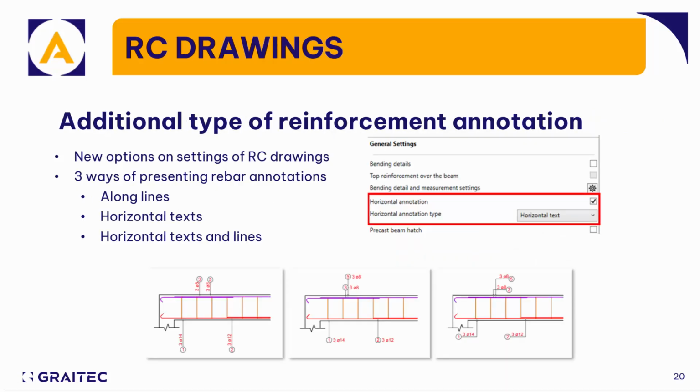We have added additional types of reinforcement annotations, again for the concrete module of Advanced Design. If you're using Advanced Design, we have a concrete module that can create rebar placements for you. Also, it creates drawings, and in drawings, these are the new tools that we have added. Now you can have three types of annotations for the rebars. It can be along the lines, it can be horizontal text, or horizontal text and lines, as you see here in the examples.